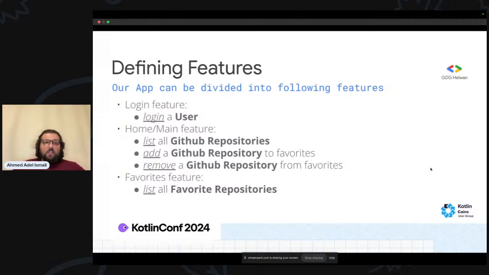Also, we have the main feature. It can be called the GitHub repositories feature. I called it here the home or the main, since this is the home screen of the application, which has three use cases: the list all, the add, and the remove. They all deal with one domain model, which is the GitHub repository. And we have a favorites feature, which has one use case, the list, and the domain model, which is the favorites repositories.